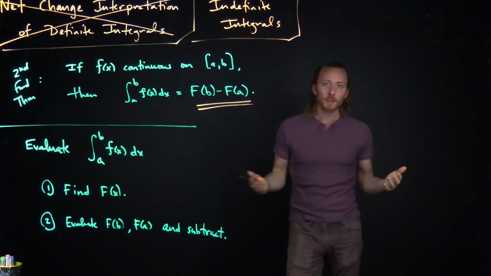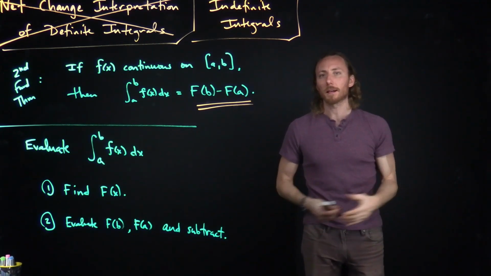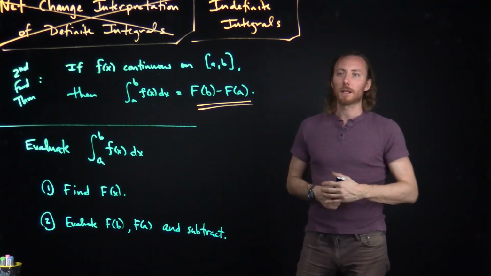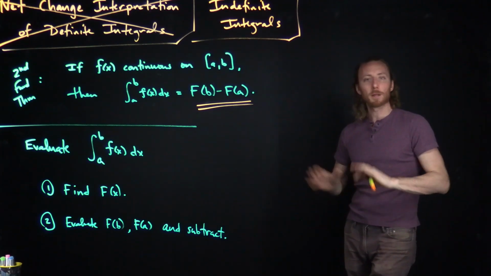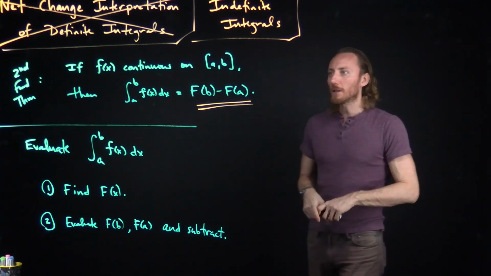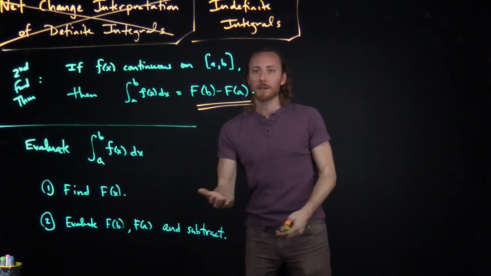And sometimes that's very straightforward because you just use the formulaic means that you are familiar with. Sometimes that can be a little bit more complicated because the formulaic means may require multiple steps. But nonetheless, find your capital F function. And once you find your capital F function, what do you do? You plug in B, you plug in A, and you subtract.